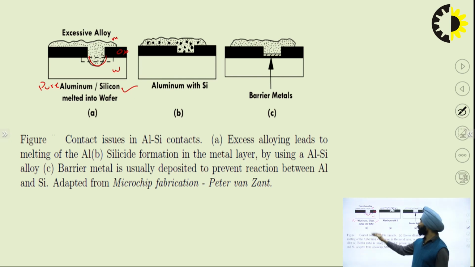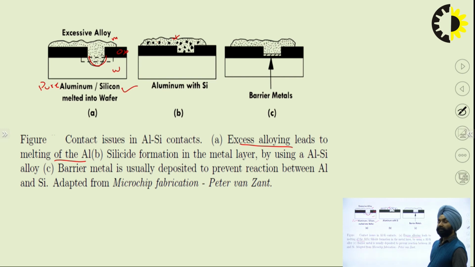So wherever there is an opening, it will go into the silicon to make a contact. So excess alloy leads to the melting of the aluminium. Second, if we use a slide formation, meaning if we use aluminium with the silicon, then this slide, which is an aluminium and silicon alloy, when it is created, will give a shallow junction over here, which is one solution.